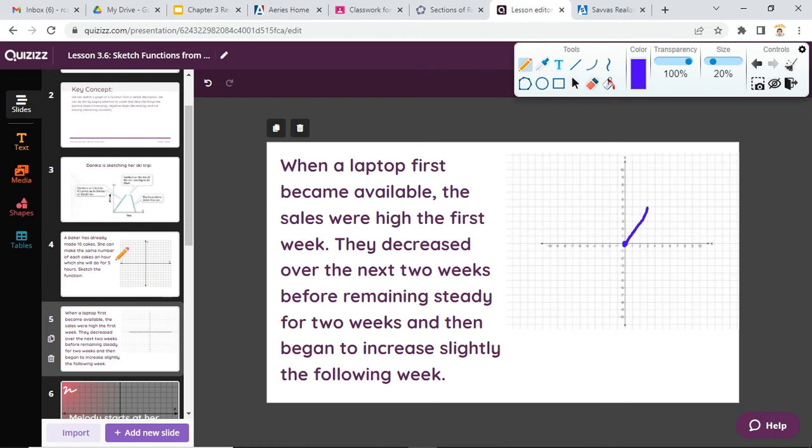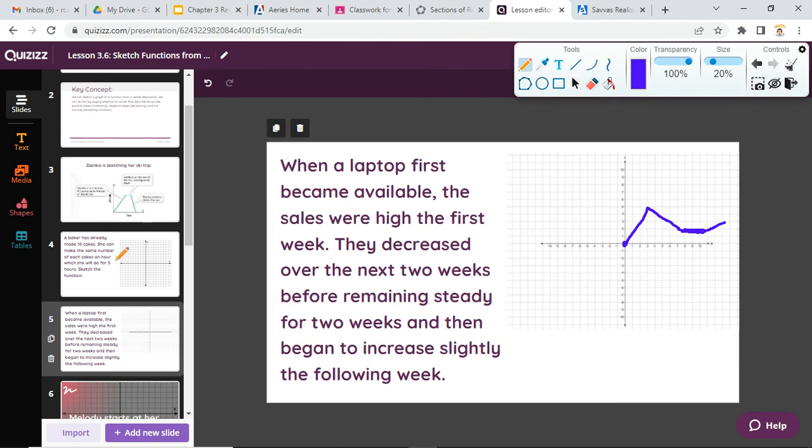They were high the first week. Now, since they're decreasing over the next 2 weeks, again, we want to start pointing down here, right? Because we're decreasing now. Now, remaining steady for 2 weeks. Do you guys think remaining steady would be an increasing, decreasing, or constant function? Hopefully, you guys are thinking constant here, and I would agree. And it's going to stay constant for 2 weeks. And then lastly, it says it increased the following week, but not as much as the beginning, right? So I would want to have a real gradual slope for that.